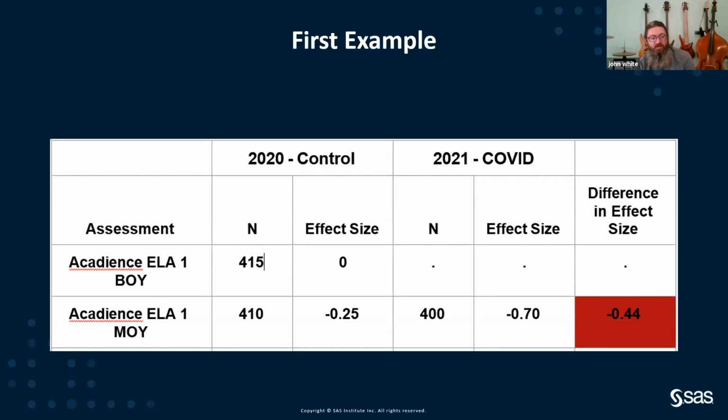What you'll notice is the effect size is somewhat negative for the 2020 control group, but more negative for the 2021 COVID group. In fact, the difference in effect sizes, which is on the far right, is a value of negative 0.44. That is a fairly negative difference in thinking about the categorizations that we were looking at before. So that would be flagged as a pretty significant difference in that COVID group versus the control group.